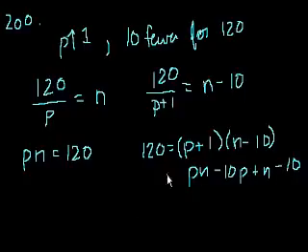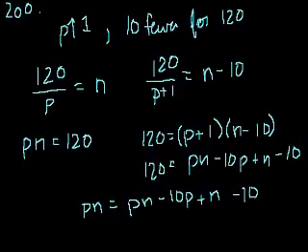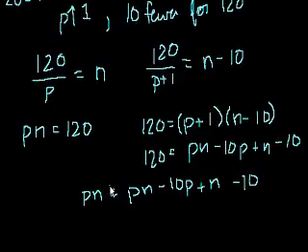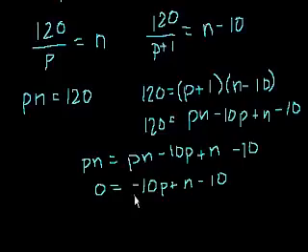Both of these are equal to 120, so we could set them equal to each other. So we could use both of these equations to say PN is equal to PN minus 10P plus N minus 10. Let's see if we can make any headway here. I can subtract PN from both sides, so I get 0 is equal to minus 10P plus N minus 10. I could add 10P to both sides, and I get 10P is equal to N minus 10.